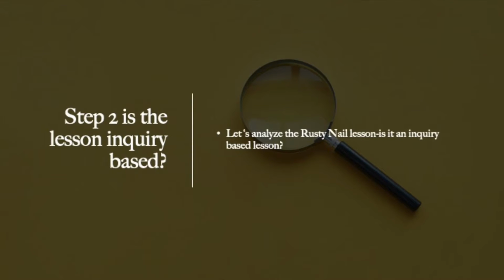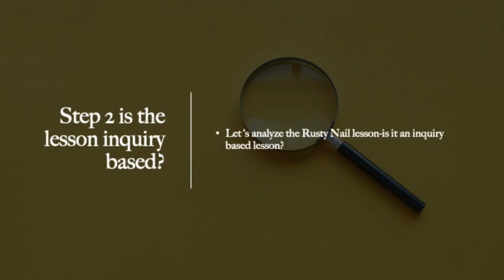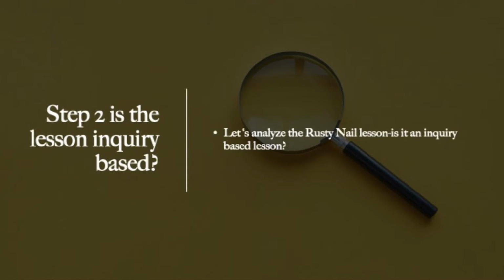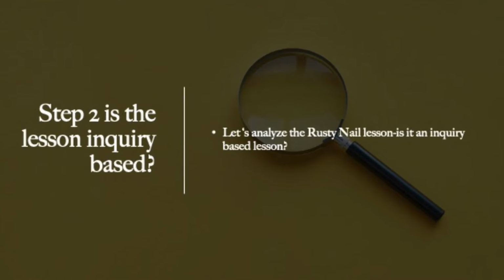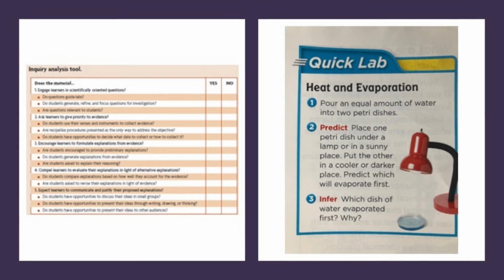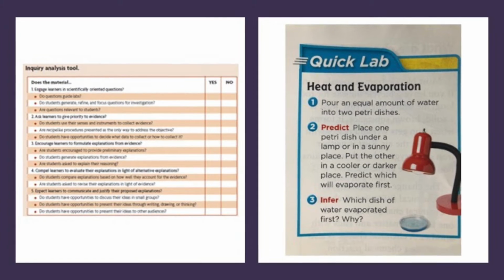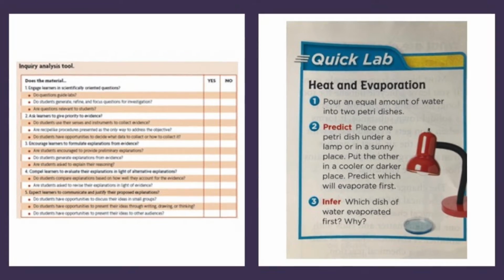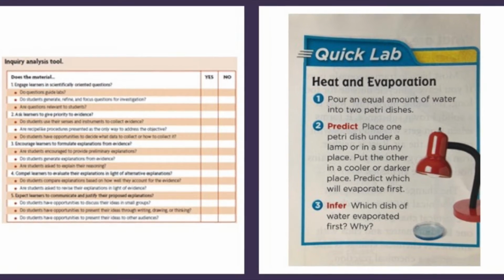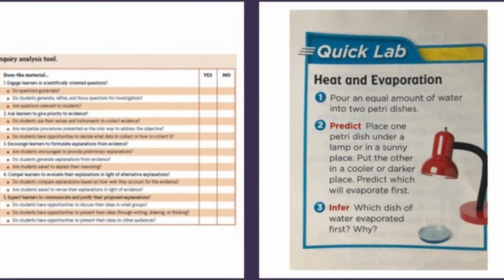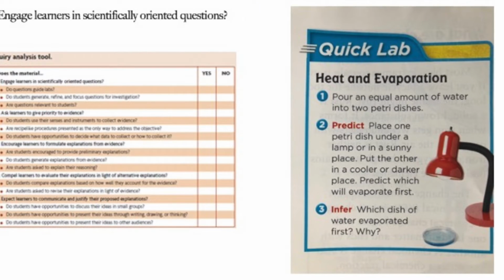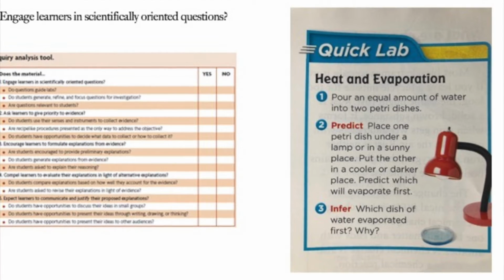So once you know the activity or lab is aligned to your standards, the second step is let's determine if that lab or that activity is actually inquiry-based. Does it have one or all of the features of inquiry? Here is the inquiry analysis tool that we will be using. It was developed by Volkman and Abel, two science professors, and it's a checklist that's based off the essential features of inquiry.